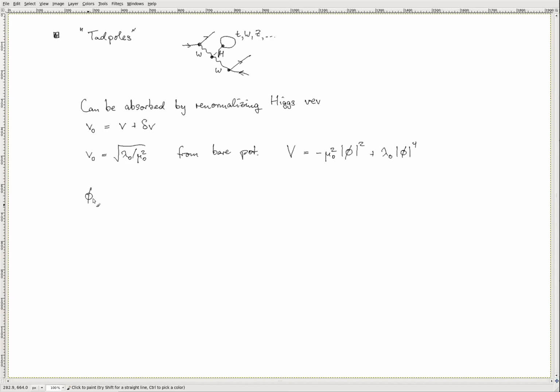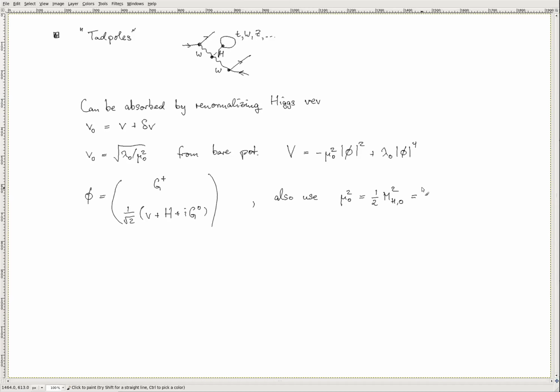Now, phi itself has several components, as you know. Let me write it as follows. There's the charged Goldstone. And in the neutral component, we have VEV, Higgs field, and neutral Goldstone. So I will plug that into the expression for the potential. And then I will also use the fact that this mu zero squared is related to the Higgs mass. Again, this is all at tree level, so this is only for the bare couplings.